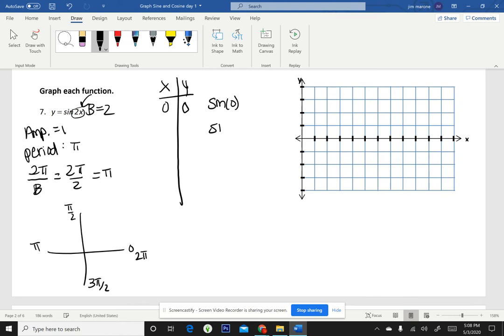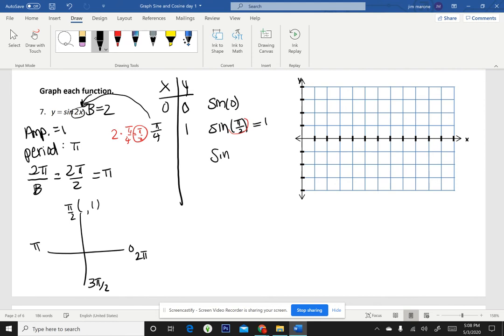The next thing I want is the sine of pi over 2, because I know the sine of pi over 2 is equal to 1, because this point up here is (0, 1). To get the sine of pi over 2, x has to be pi over 4, because pi over 4 times 2 is equal to pi over 2, which is what I want inside of there. So if x is pi over 4, the sine of pi over 2 is going to be equal to 1.